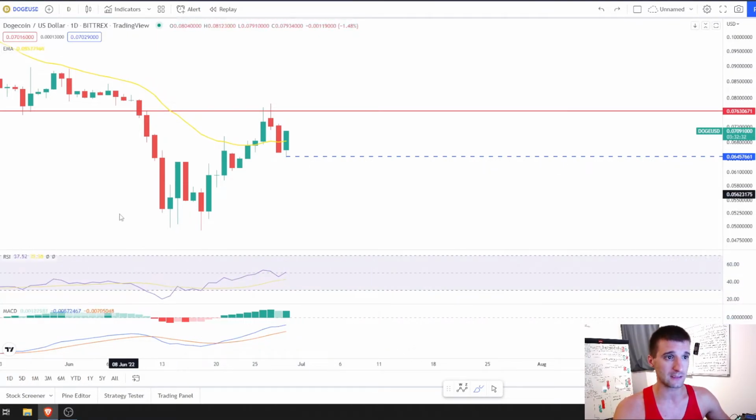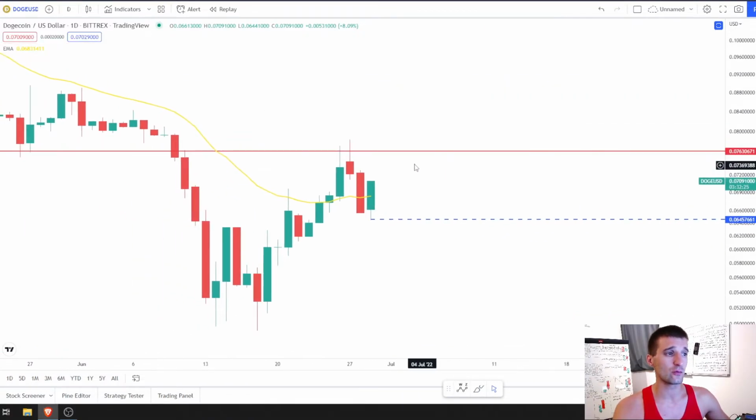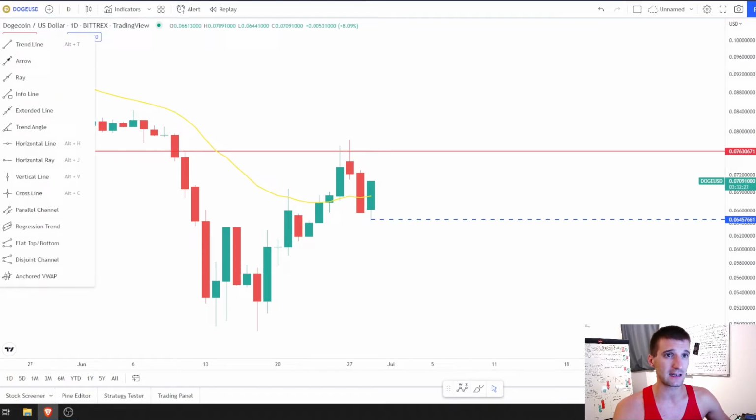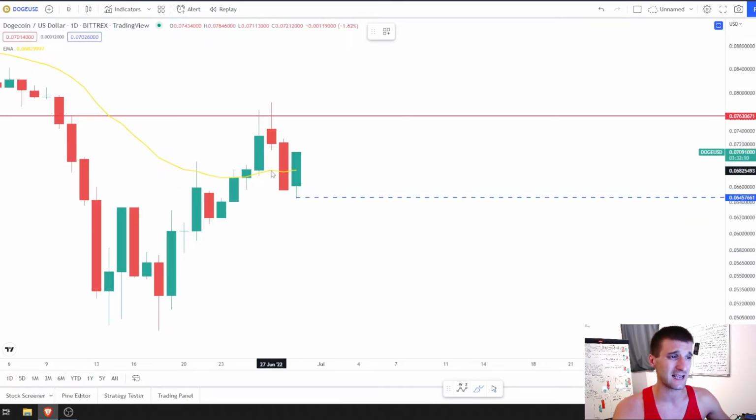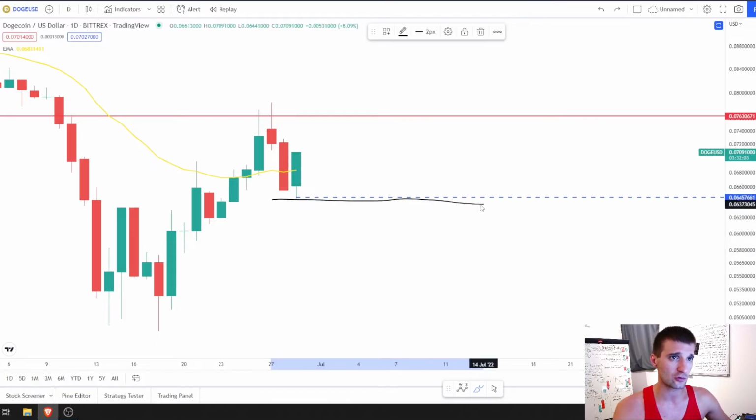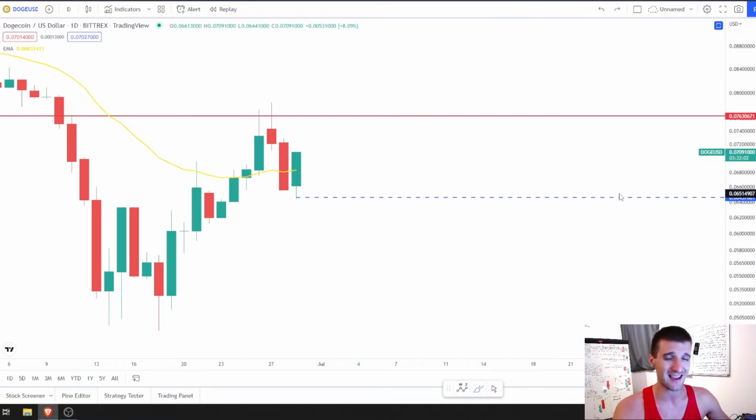Now, what are the rules that Dogecoin should not break over here? Well, the first thing, ladies and gentlemen, you can see the price must not go below this blue line over here. So that's the bottom for the Dogecoin. That's the support that the Dogecoin needs to defend in order to stay bullish.